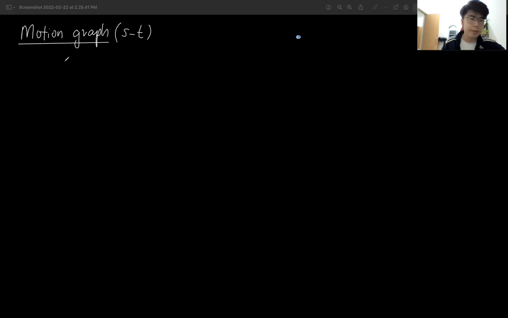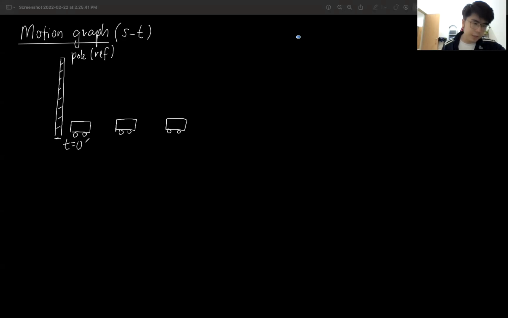Now, suppose that there is a pole. We use our pole as our reference point. At the pole, the displacement is 0. Now, a car starts from here and moves in this direction. At t = 0 seconds, 5 seconds, 10 seconds.